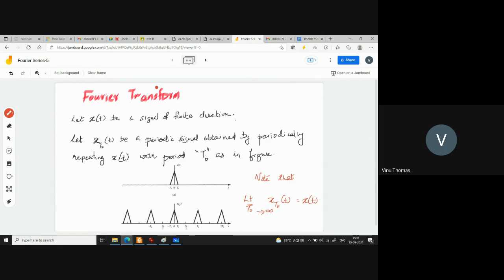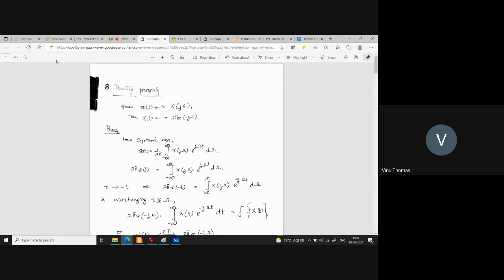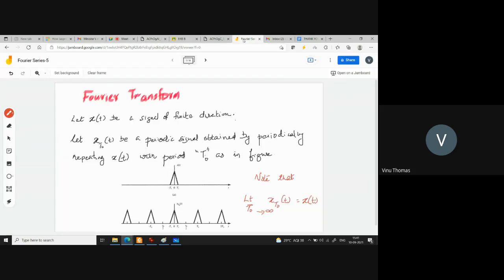Now the Fourier series we had discussed was used for the analysis of continuous time periodic signals. So we had analyzed periodic signals there in the continuous time domain. The Fourier series was used for the analysis of periodic signals. Now the Fourier transform will be used for the analysis of aperiodic signals. So the Fourier transform is formulated from the Fourier series as follows.